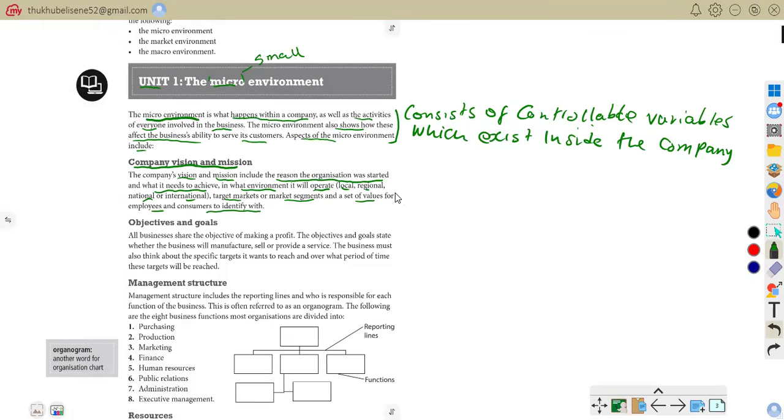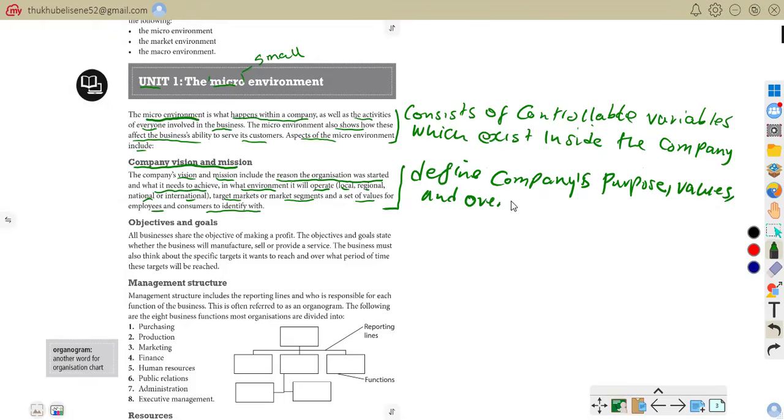So they define the company's purpose, values, and overall direction. So that's what it means when you're talking about the company vision and mission.